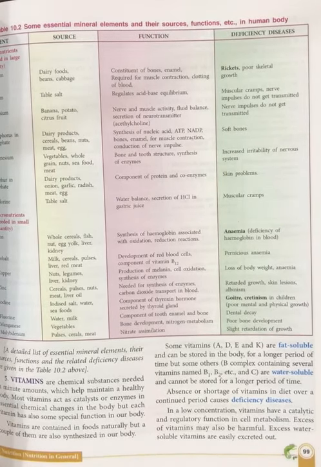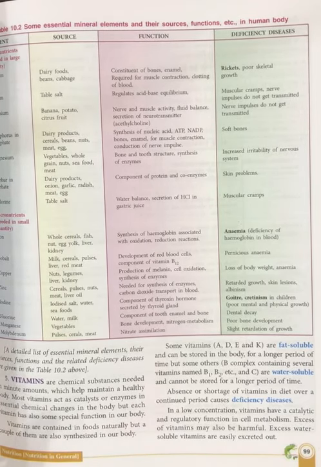The absence or shortage of vitamins in our diet over a long period of time, when we don't take in vitamins in our diet for a long time, we suffer from deficiency diseases. And in a low concentration, vitamins have a catalytic and regulatory function in cell metabolism. So when the concentration of vitamins is low, then they act as catalysts and regulate the functions in our body. That is, the making up and the breaking down processes carried out in our body.